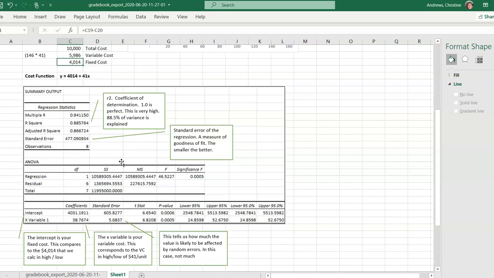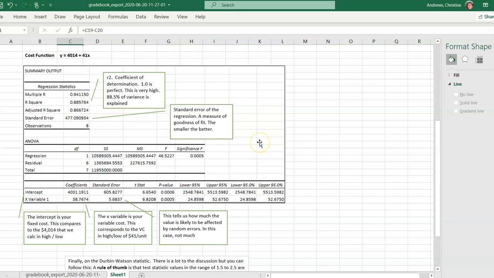Now let's look at our data. A lot of people don't understand this, and that's why I wanted to go through it. So this is the high-low cost function, up here on top, and I want to compare that to the regression one. The intercept right here is our fixed cost. It compares to the 4014 that we had with the high-low method, so they're very close. And the x variable, 38.76, is the variable cost.